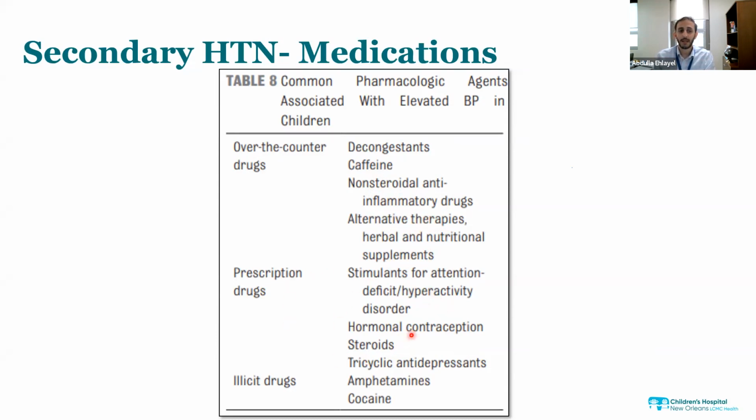Some medications that need a prescription: ADHD medication, stimulants for ADHD, and steroids are the most common ones. And of course illicit drugs. Hopefully you don't have a child that is using amphetamine or cocaine, because that is a bigger problem if they're using that.